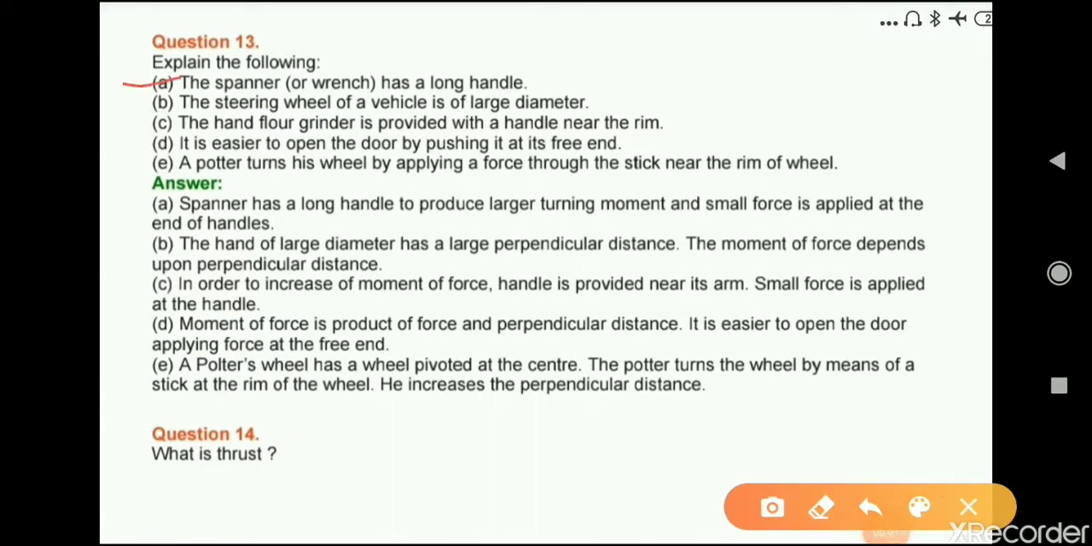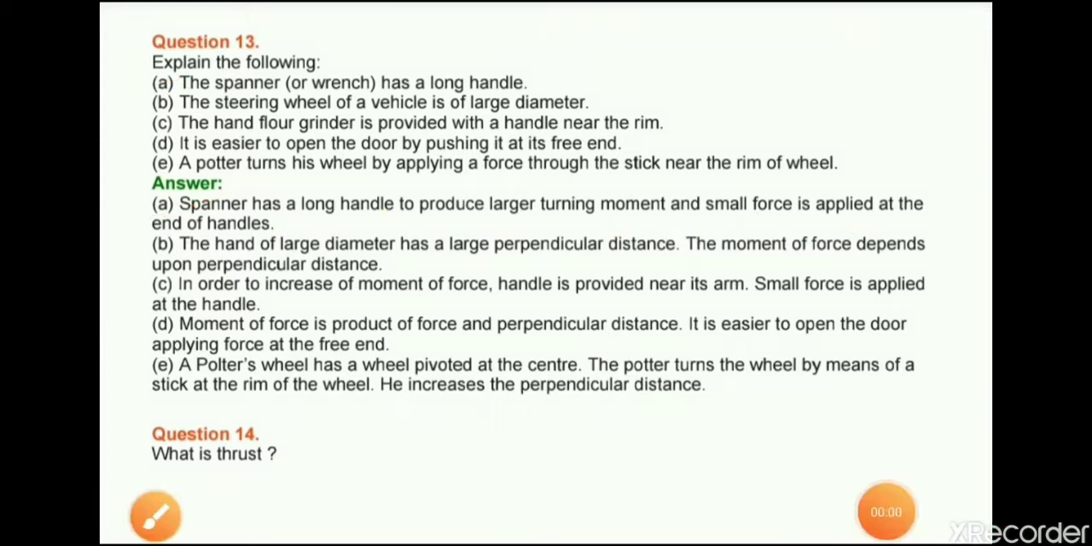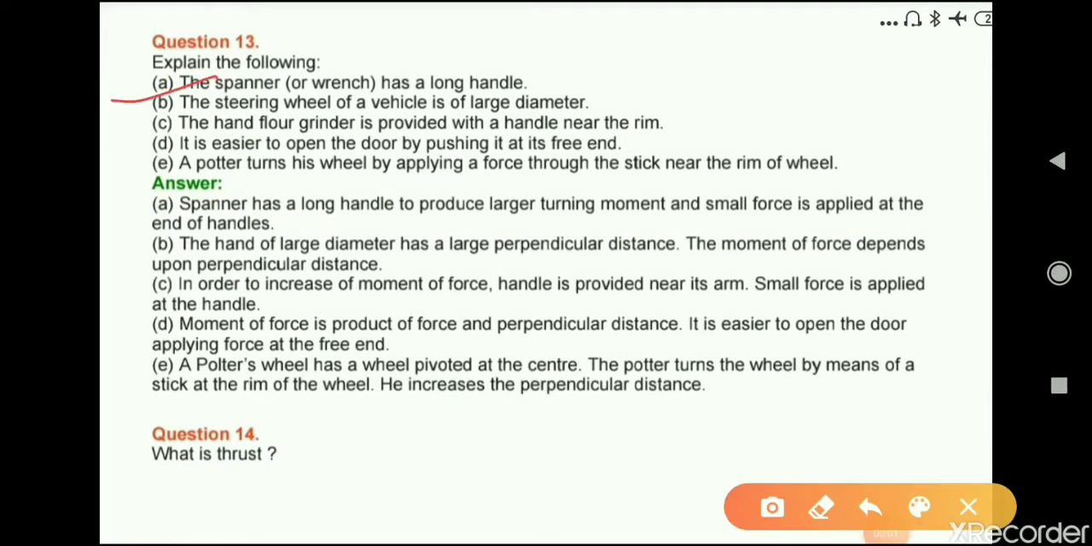Explain the following. First one, a spanner has a long handle. So the answer is: a spanner has a long handle to produce a large turning moment, and a small force is applied at the end of the handle. B. The steering wheel of a vehicle is of large diameter. Answer. The wheel of large diameter has a large perpendicular distance. The moment of force depends upon the perpendicular distance.